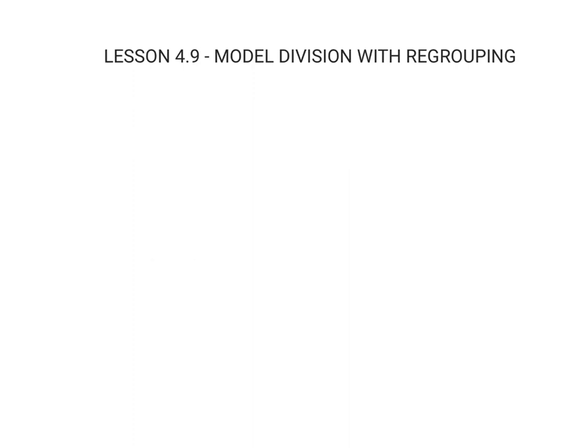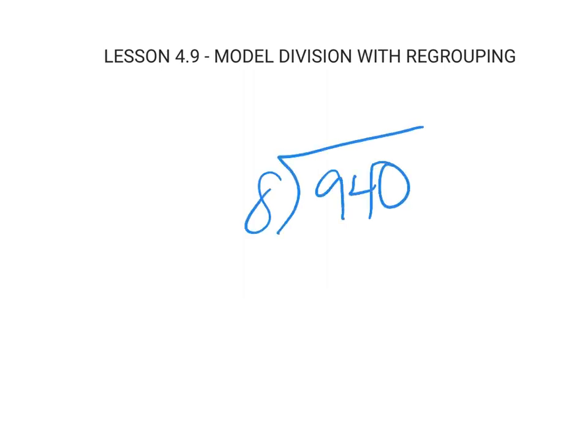So if I just, without the models, said, all right, 8 into 940, and I just started going, well, 8 goes into 9 1 times, 8 times 1 is 8, 9 minus 8 is 1, bring the 4 down. I'm 100% sure I'd probably lose everybody. Because it's hard to really picture in your mind what that looks like.